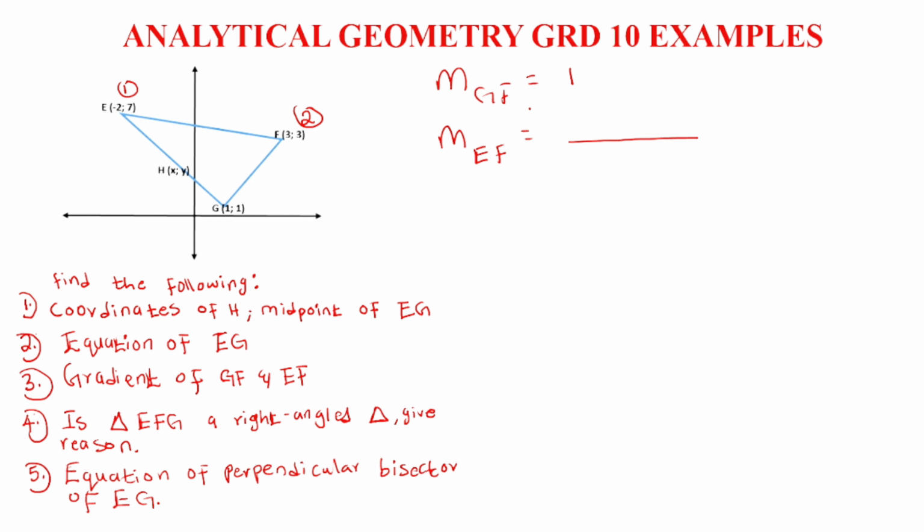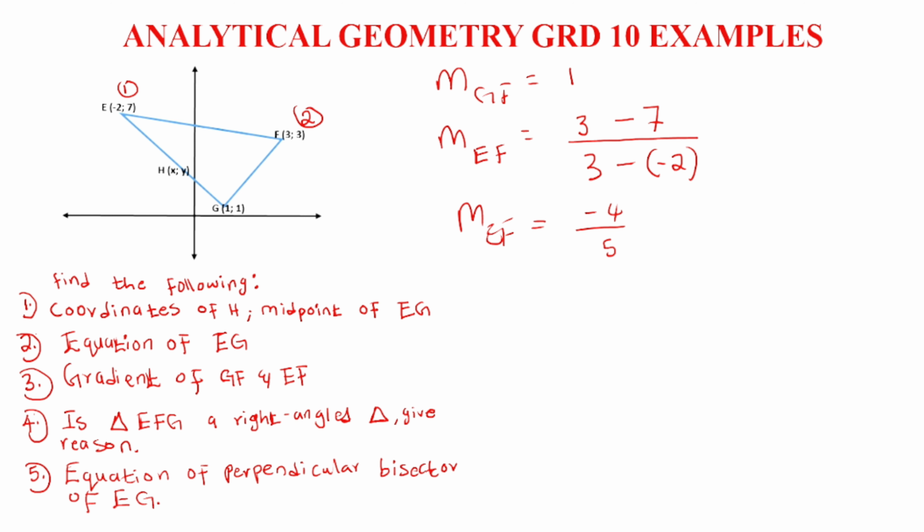So let's come here. I'm going to say y2 is going to be 3 minus y1, which is 7. x2 is going to be 3 minus x1, which is minus 2. Close bracket. We're going to have minus 4. And therefore, here at the bottom, we're going to have 5. Okay. So now this is the gradient of EF. Thank you very much. Now let's have a look at question number 4.